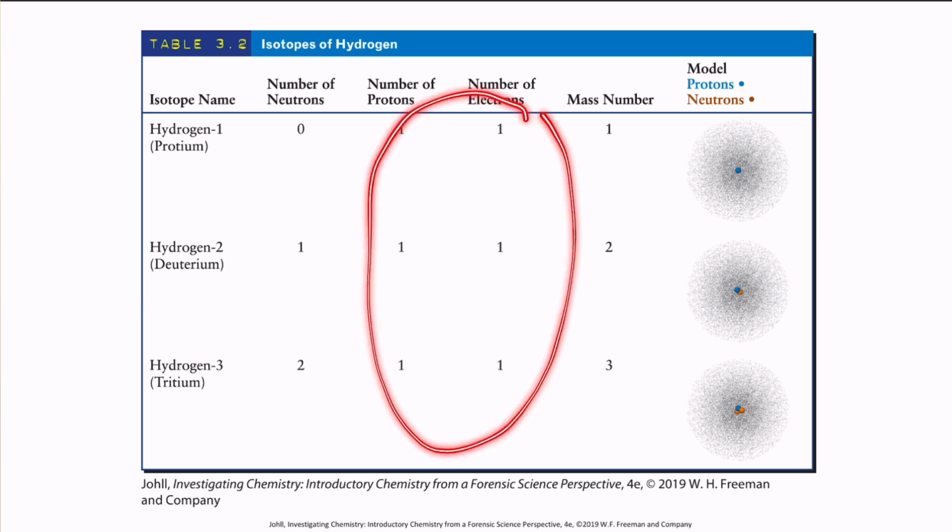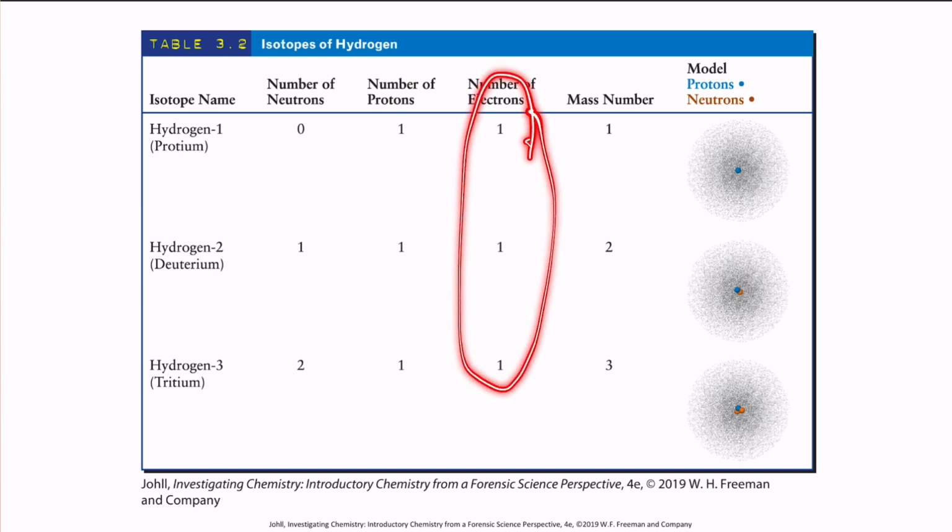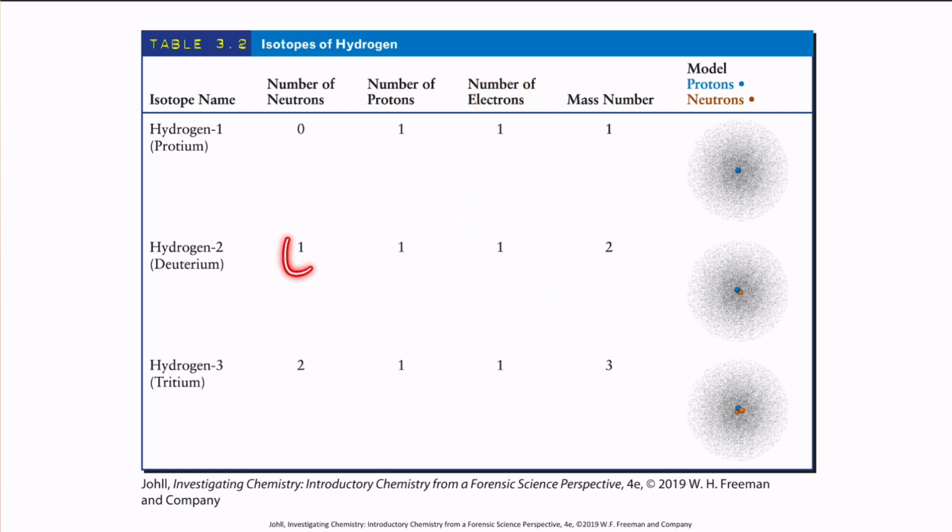Notice that these numbers right here do not change. Remember, if I change the number of protons, I'm changing the identity and I'm no longer dealing with hydrogen. If I change the number of electrons, then I am no longer dealing with a charge neutral atom. Now, if I change the number of neutrons, the only thing I'm changing is the mass. So hydrogen 3, which has 2 neutrons and 1 proton, is tritium, and this is used a lot in lighting. So if your watch lights up, it might have this compound in it.